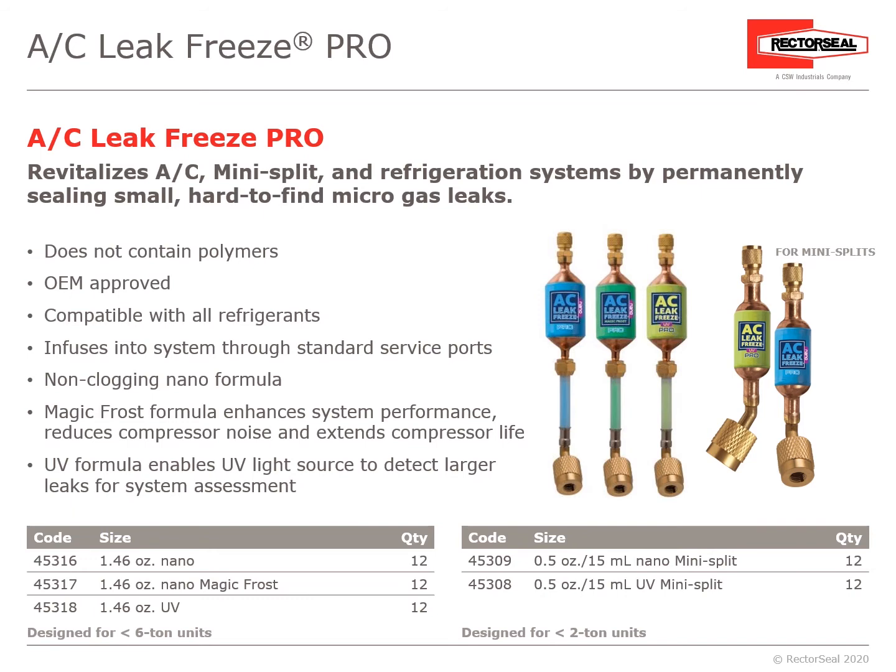And on the right, we have a relatively new product, and it's designed for those systems up to 2 tons. The first item is Nano AC Leak Freeze Pro for ductless mini split. It's a half-ounce offering. Then we also have the half-ounce offering that is a leak sealant with a UV dye. Again, since most ductless mini splits are less than 2 ton, we came up with a product for those needs.